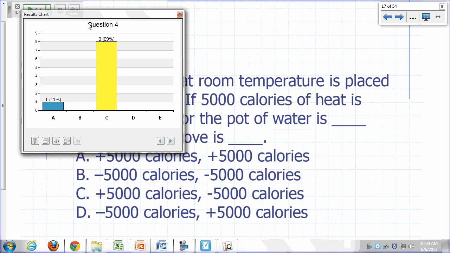So, okay, for the pot of water, did heat energy go into the pot of water? It got a temperature increase. So energy flows into the water, so positive Q for the water and negative Q for the stove. Good.